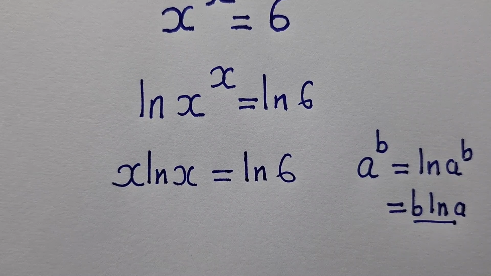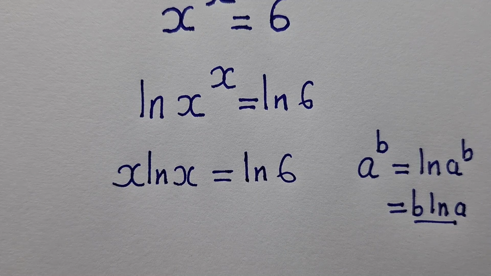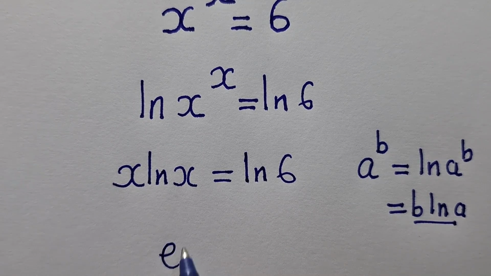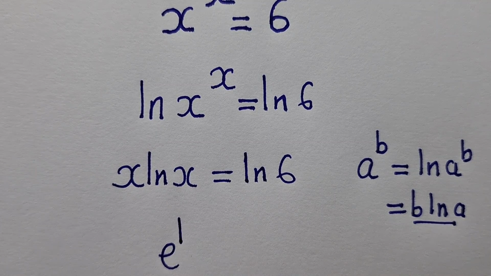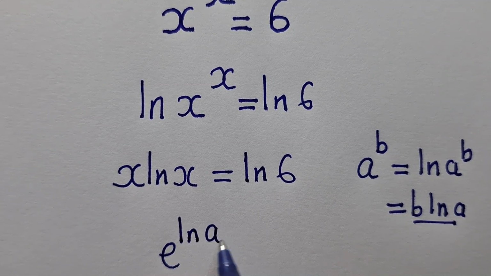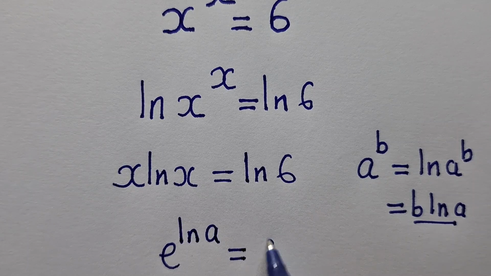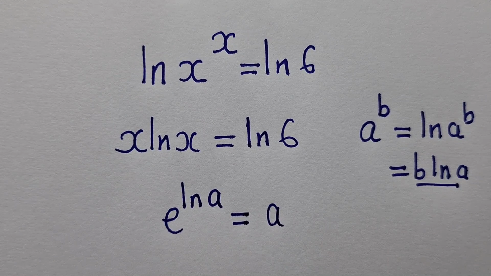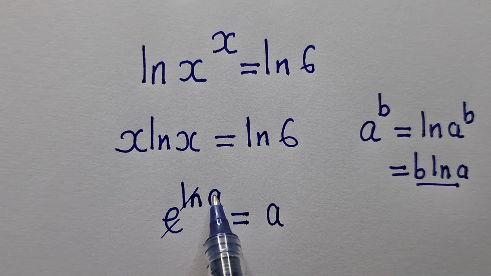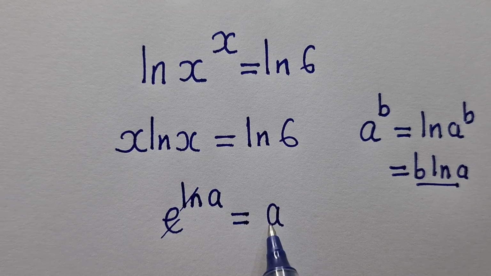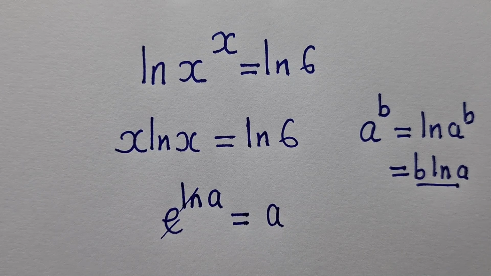And from here, the way it looks, we need to introduce something else. Look at this. When you've got e to the power ln of a, this is equal to a. Okay, can you see the way it looks? This and this will cancel out. This a will come down here, so it's equal to a.